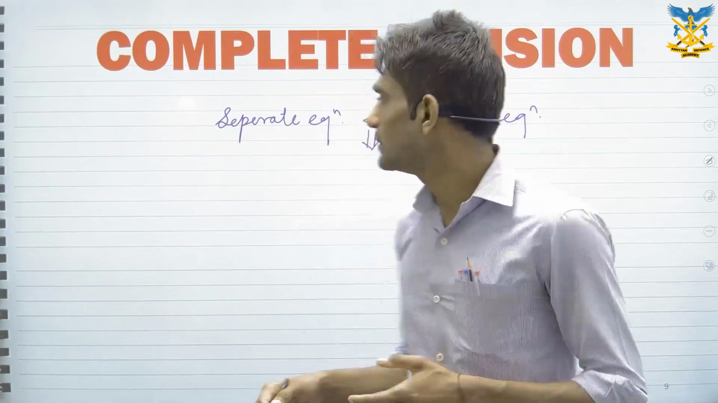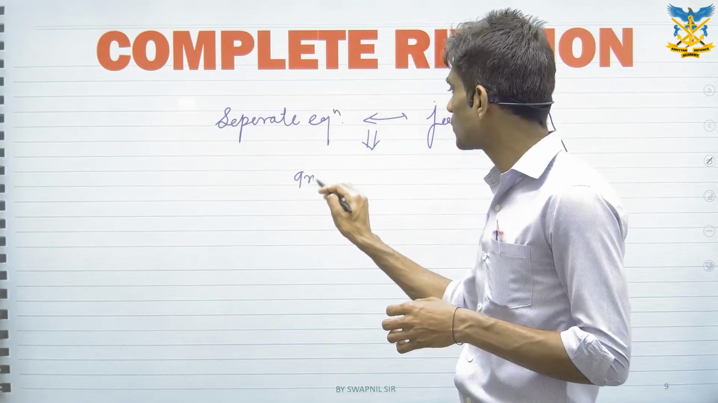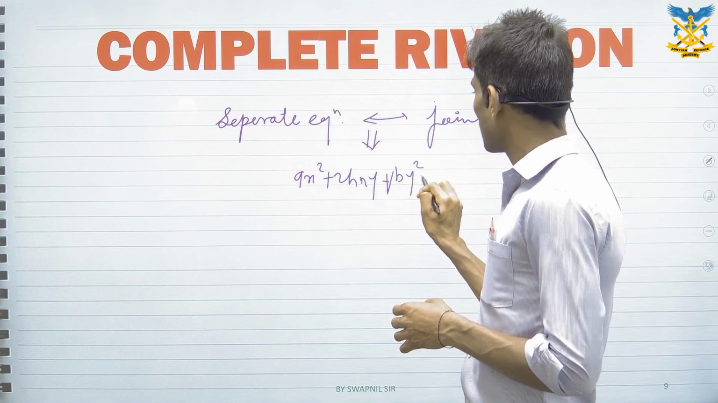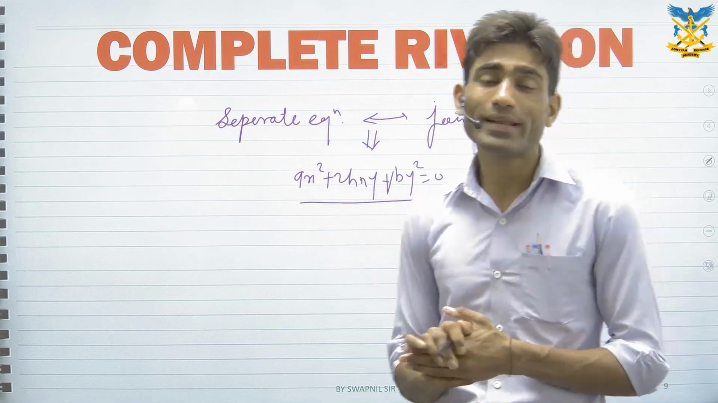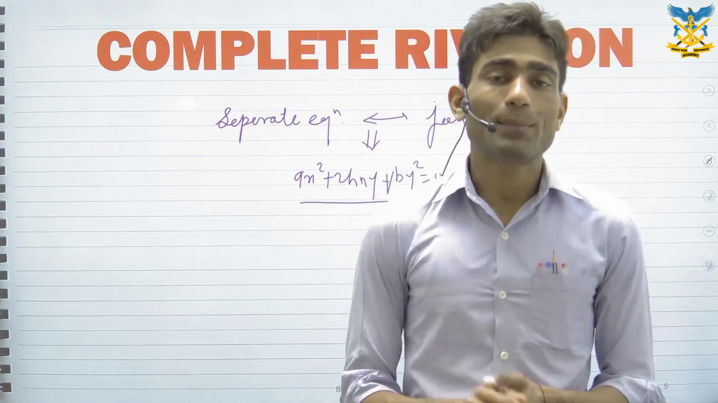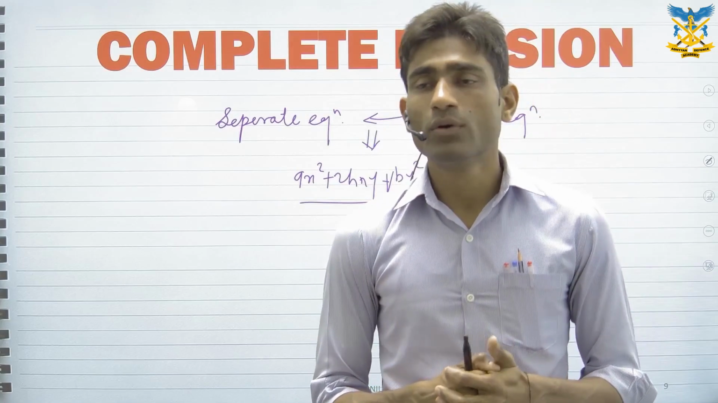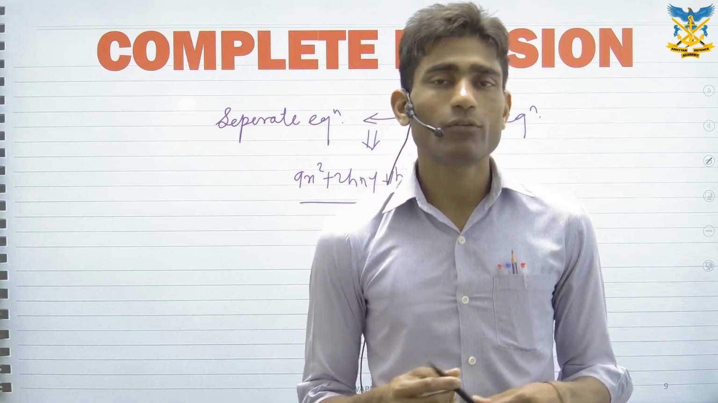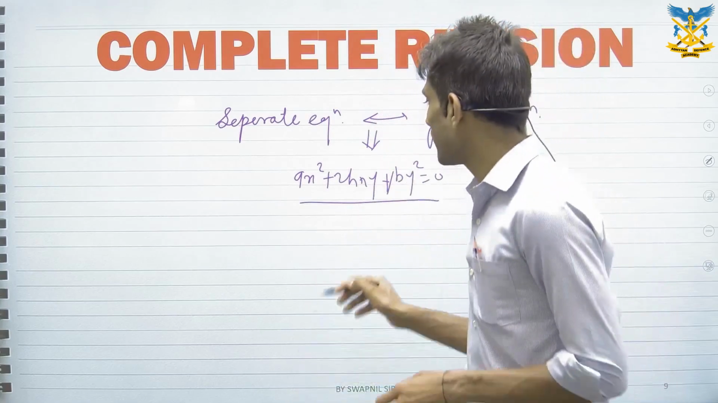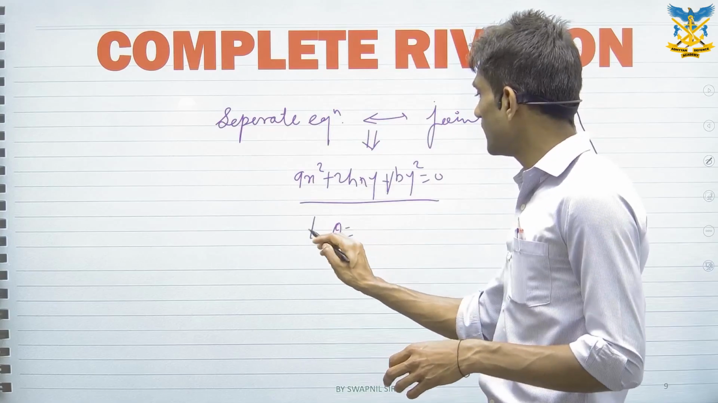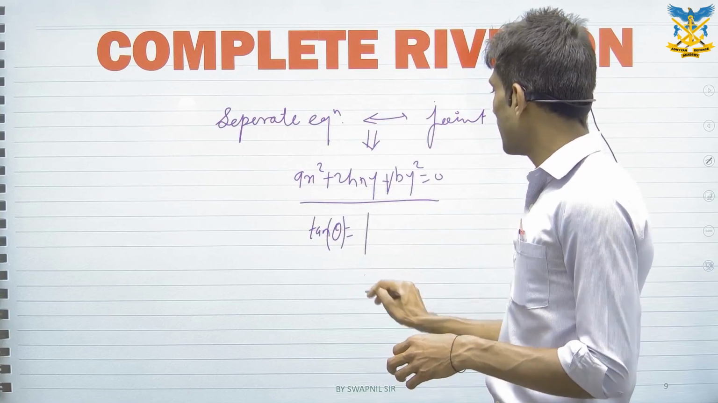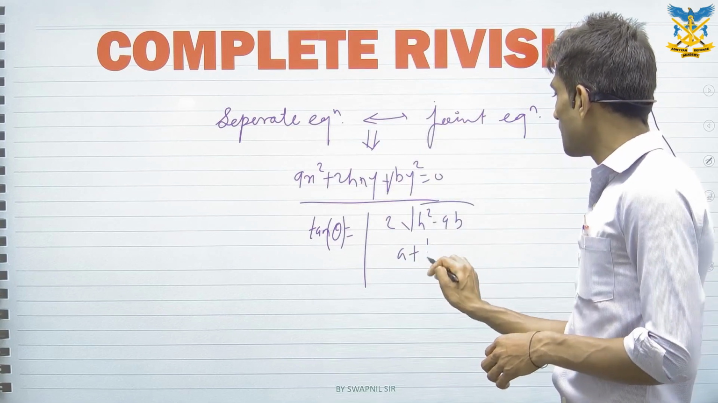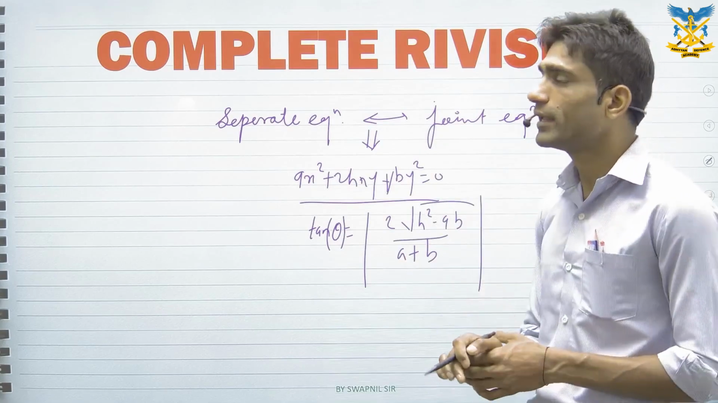For example, we considered ax square plus 2hxy plus by square equal to 0 as a homogeneous equation of degree 2. After this we went for the acute angle. For finding theta, the acute angle of our pair of straight lines, we took tan theta equal to modulus of 2 times the square root of h square minus ab, upon a plus b. We use this result for finding the acute angle.